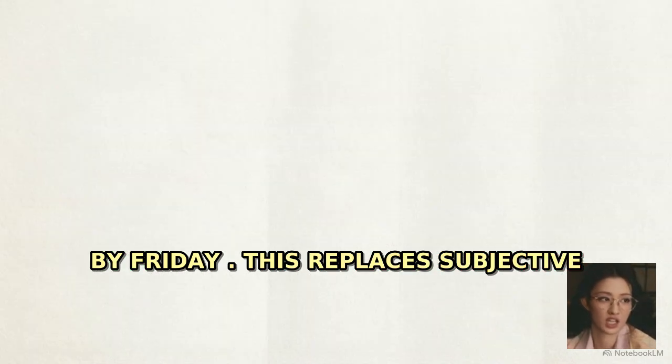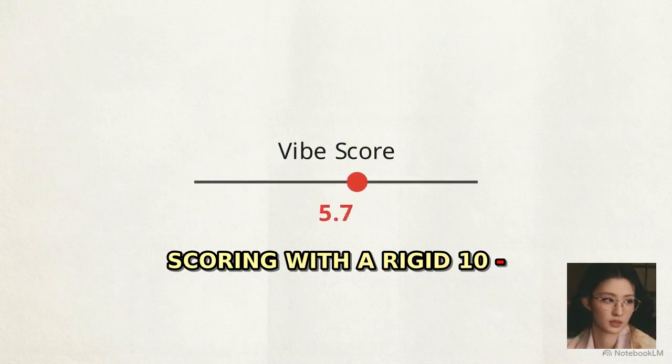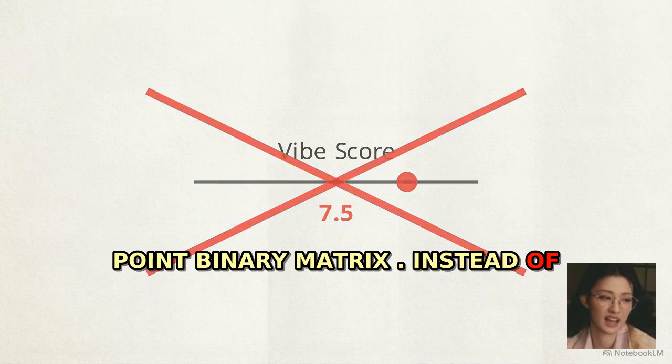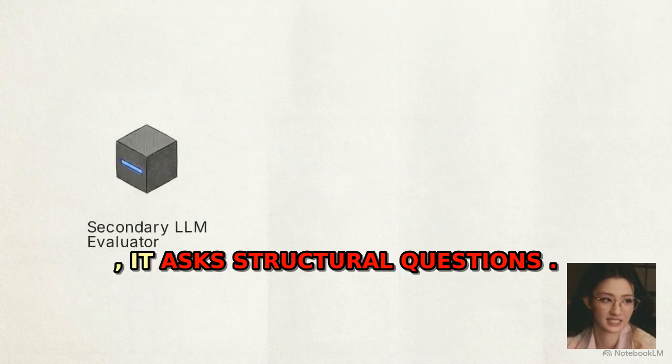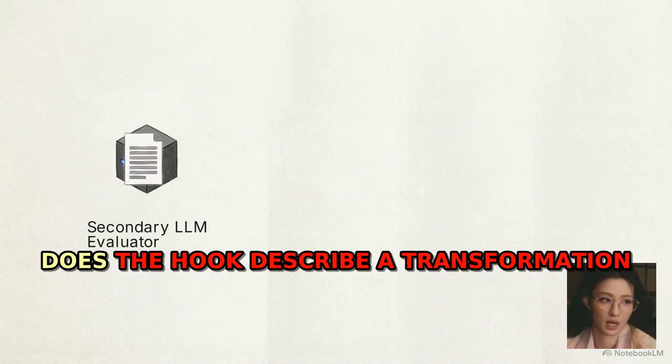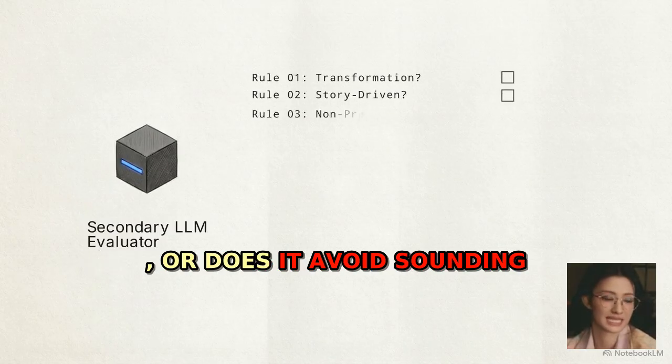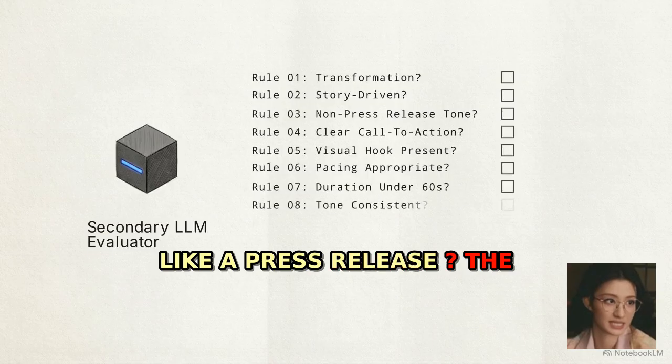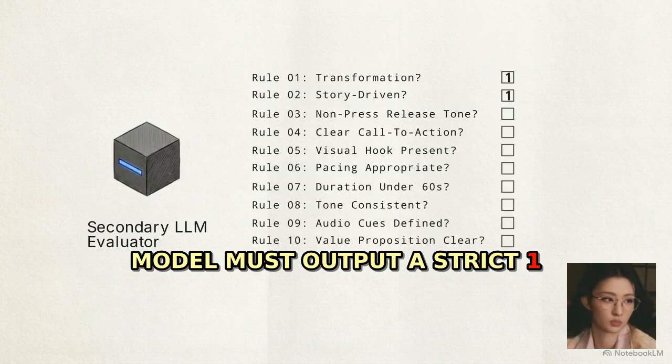This replaces subjective scoring with a rigid 10-point binary matrix. Instead of asking if it's engaging, it asks structural questions. Does the hook describe a transformation, or does it avoid sounding like a press release? The model must output a strict 1 or 0.